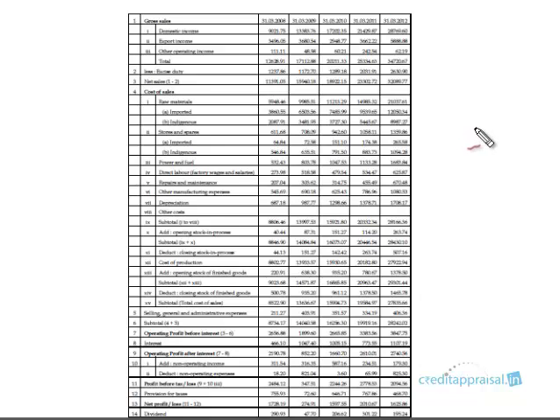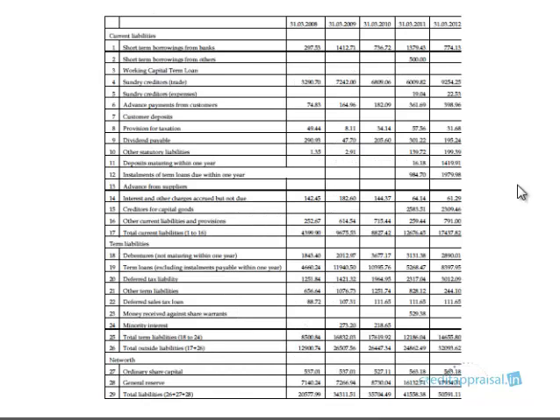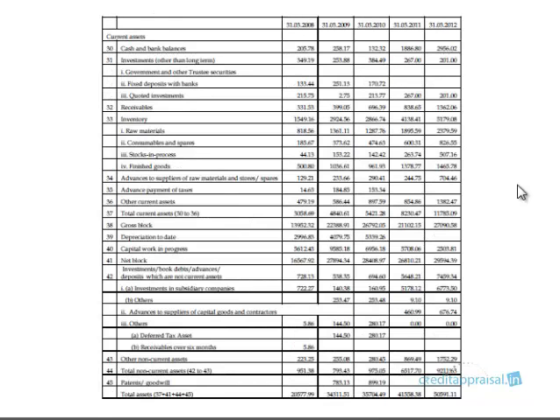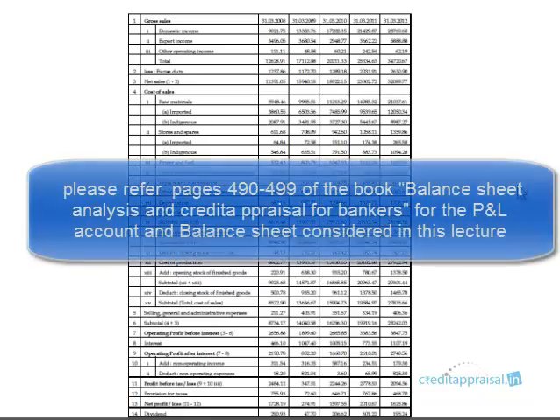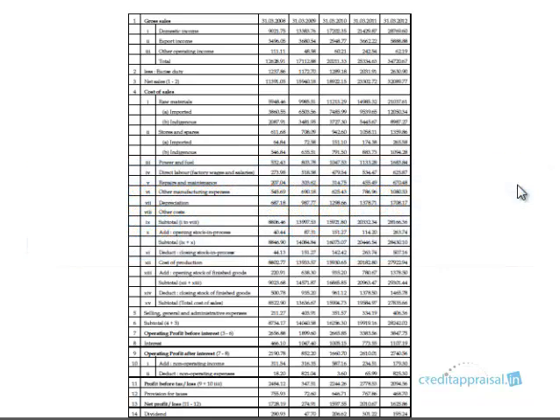This is the data. This is the P&L account, and this is the balance sheet for the company. The font might be a bit on the lower side, but since you also have access to the PDF file, you can go through the relevant section and just see the figures in case this is not visible, or you can try to zoom it up, right?